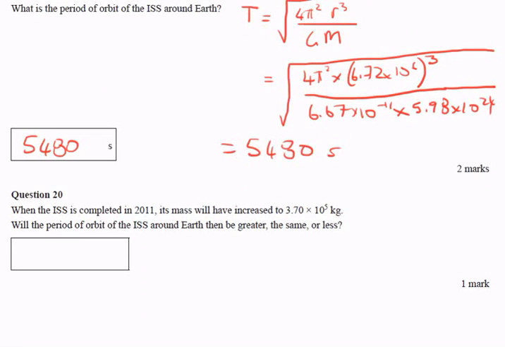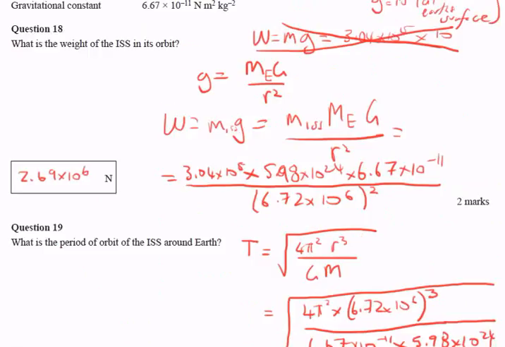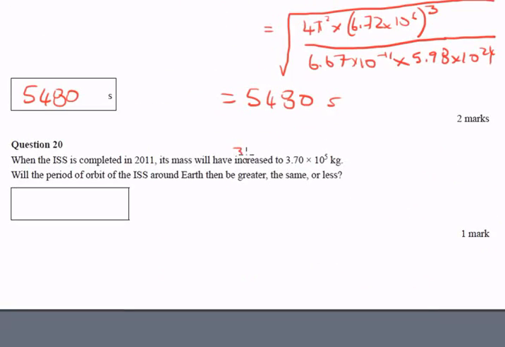When the ISS is completed in 2011, its mass will have increased to 3.7 by 10 to the 5. So at the moment, what is it? It's going from 3.04 by 10 to the 5, and it's getting bigger to 370. And will this change the time period? Time of the orbit around the Earth. Will it be greater, the same, or less?